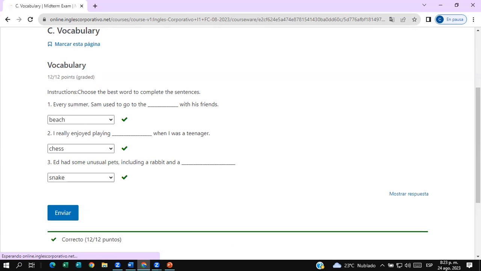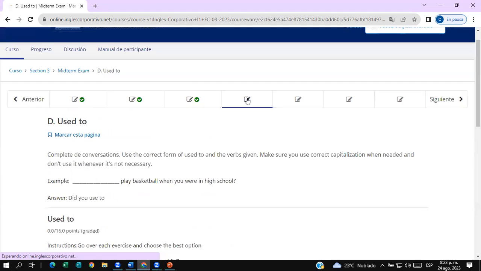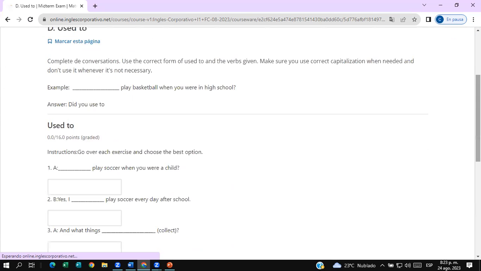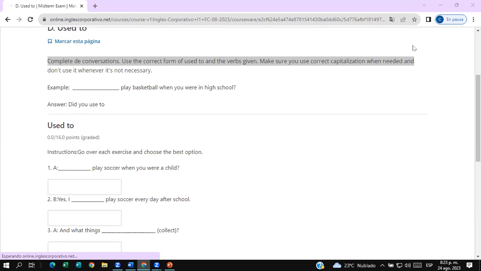Great. You're awesome. Thank you. Now, let's move to the next part. The next part says, complete the conversation. Use the correct form of used to and the verbs given. Make sure you use correct capitalization when needed and don't use it whenever it's not necessary. Okay, so who's ready for this example? The first one. Vicente.